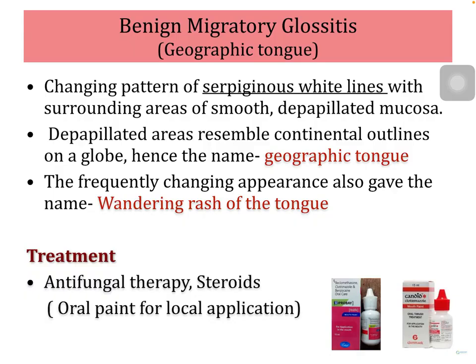Geographic tongue. Benign migratory glossitis, otherwise commonly known as geographic tongue, is characterized by a changing pattern of serpentinous white lines with surrounding areas of smooth depapillated mucosa. Depapillated areas resemble continental outlines of a globe, giving the characteristic name geographic tongue. The lesion is also known as wandering rash of tongue. Treatment includes steroid and local antifungal therapy.